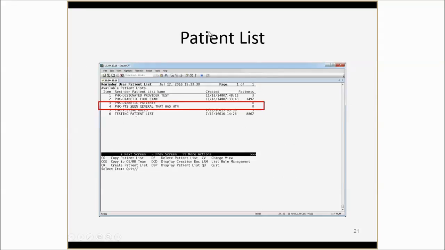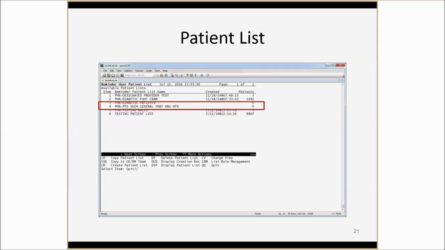So here's my team list. Now, this is the one I generated, number 4. However, it didn't produce any patients because this is a training database, and I really didn't have patients that were seen at the general clinic or that were hypertensive. But I've been testing these patient rules, and I do have one that I created under Phoenix testing rule. So that's the one I'm going to show you.